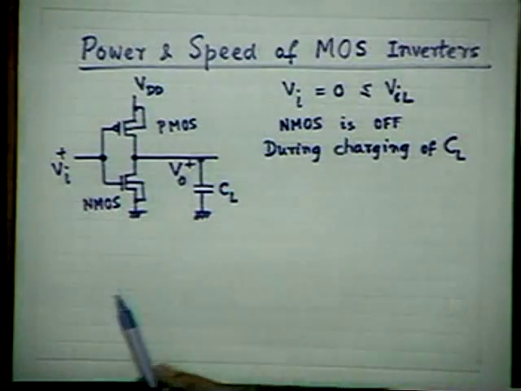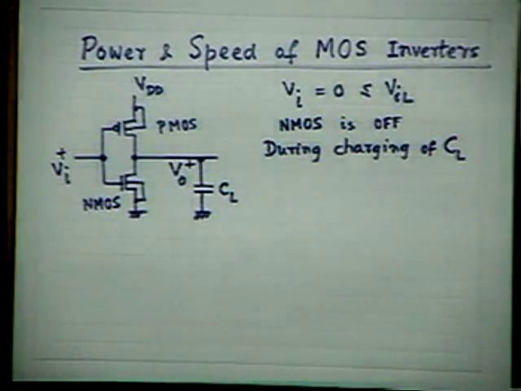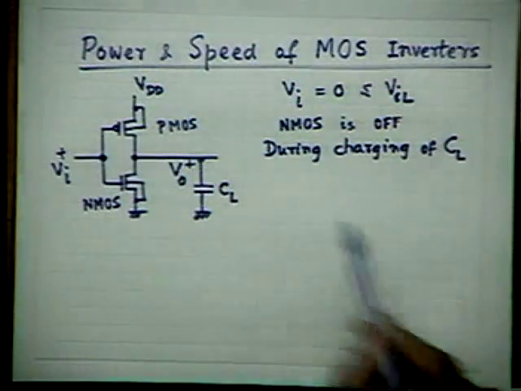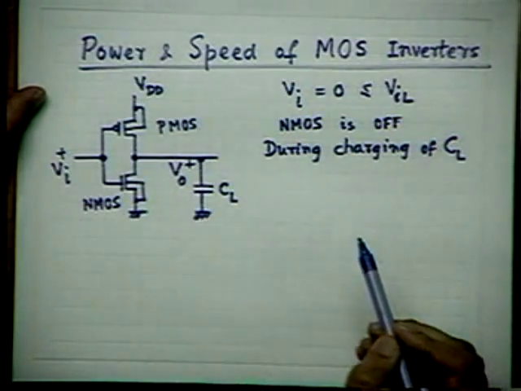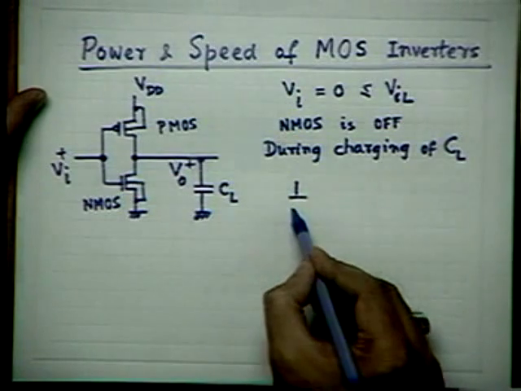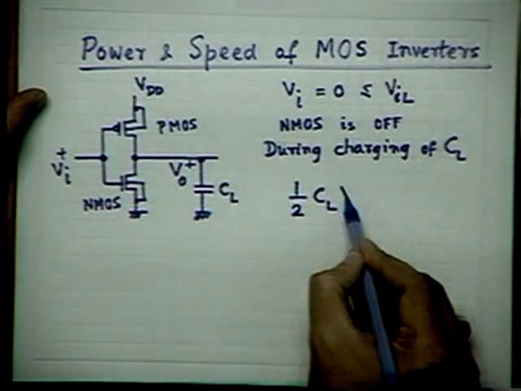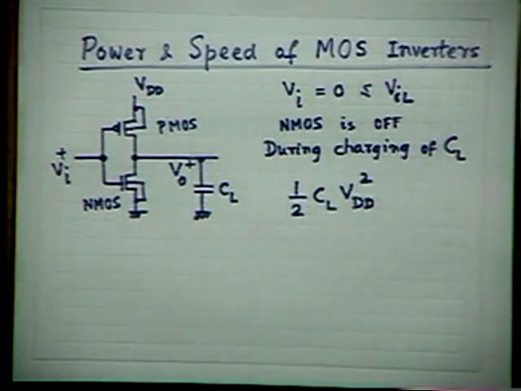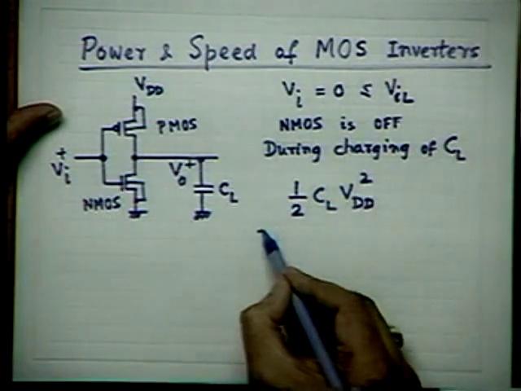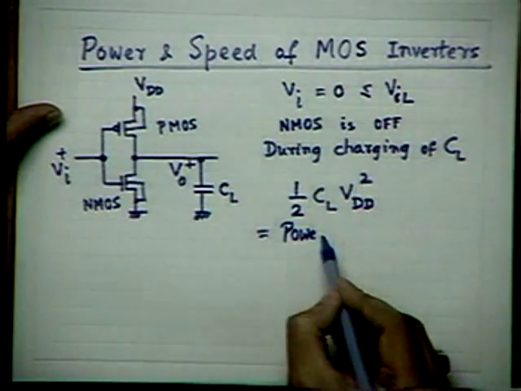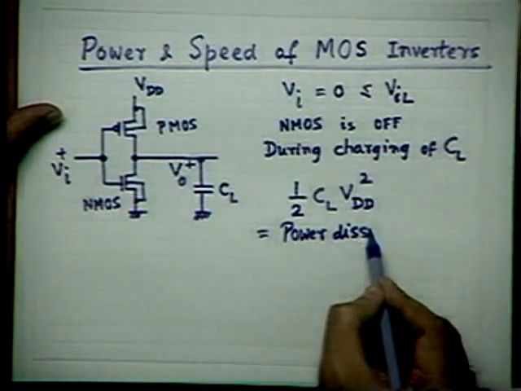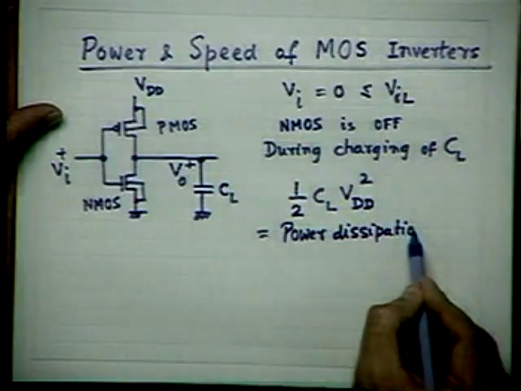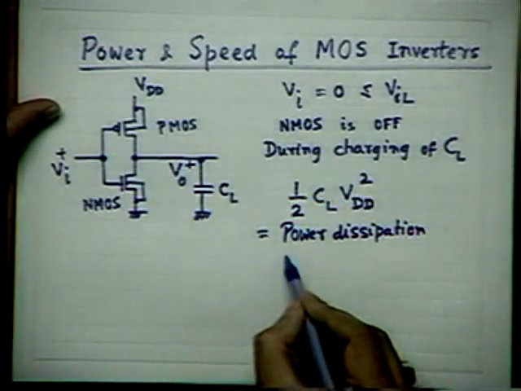And you know, during the half cycle of the input clock, when this output capacitor is charged to VDD, the energy dissipation is simply equal to half CL VDD square. This is the dissipation during charging.